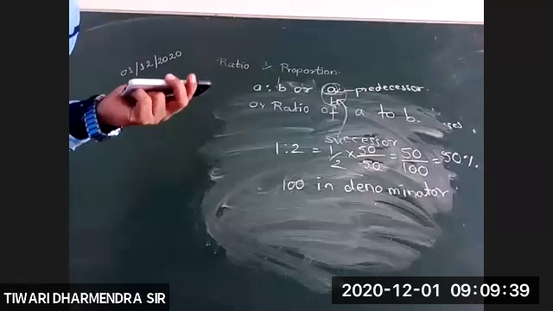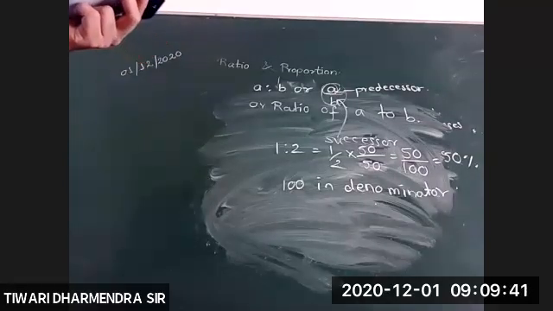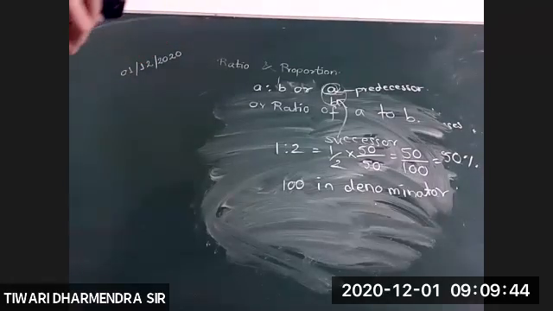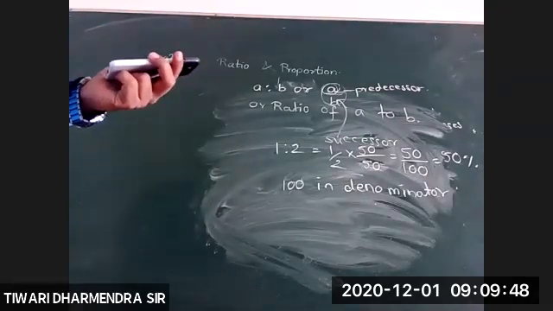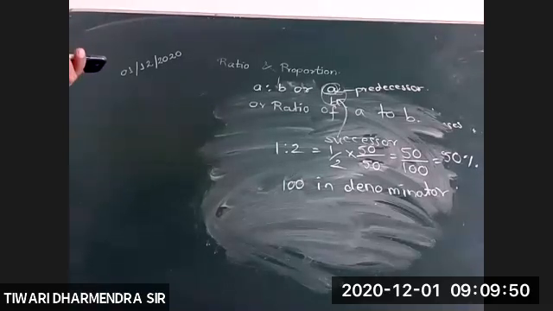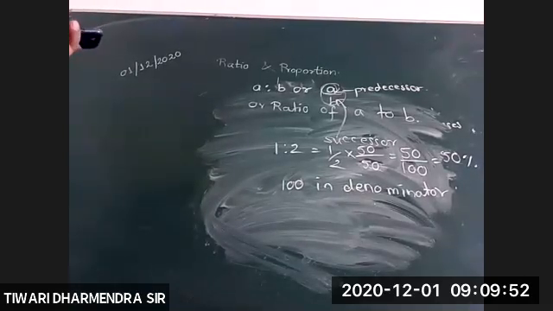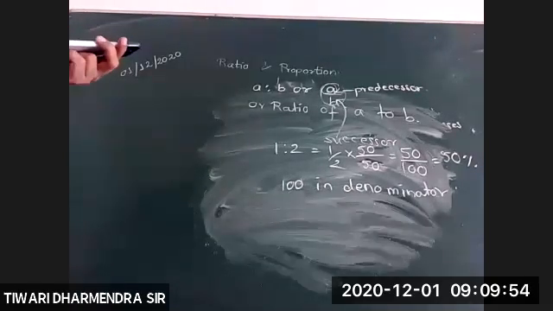So our second property of ratio is: if in the ratio we have 100 in the denominator, then that ratio is termed as percentage.